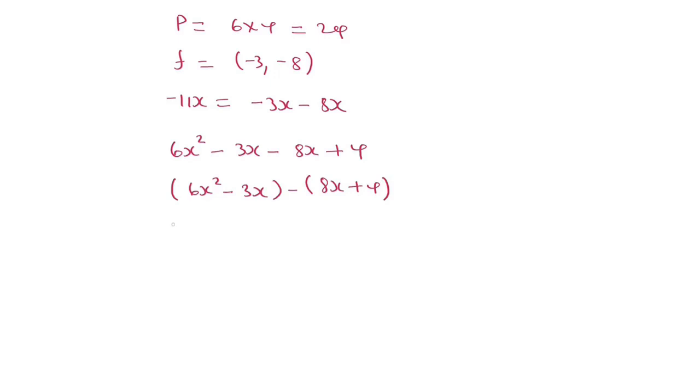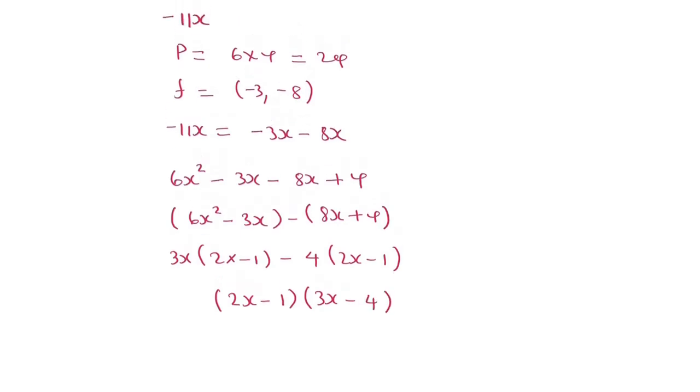Okay, so next, let us factor out the common factor from each expression. We are having 3x in brackets 2x minus 1, minus 4 in brackets 2x minus 1. Let us factor out 2x minus 1 since it is common for both expressions. Then our expression is going to be, in brackets, 2x minus 1, in brackets, 3x minus 4. And this is going to be our answer.